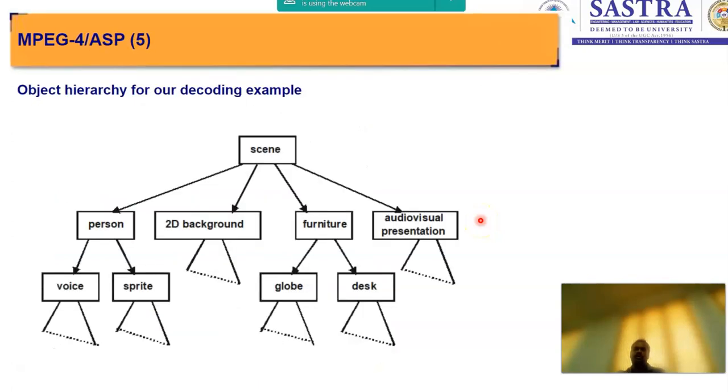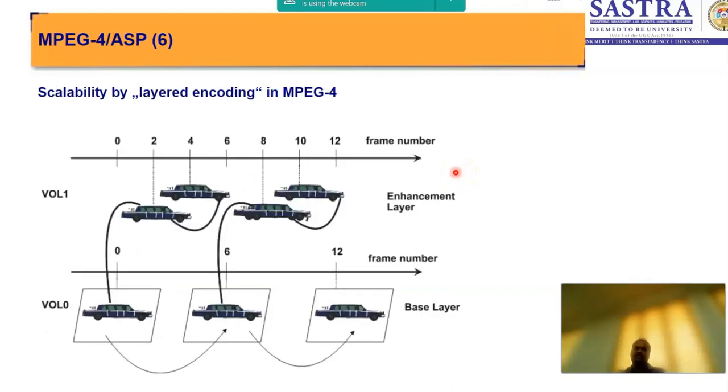In MPEG 4, this is the object hierarchy for our decoding example: the scene, the person, his voice, the sprite, the 2D background, and the furniture such as the globe and desk. Everything is represented in this hierarchy. And this is scalability by layered encoding in MPEG 4. With frame numbers, the enhancement layer is shown here in volume 1. In volume 0, the base layer, we have only 3 enhancement layers, but here we have 4.